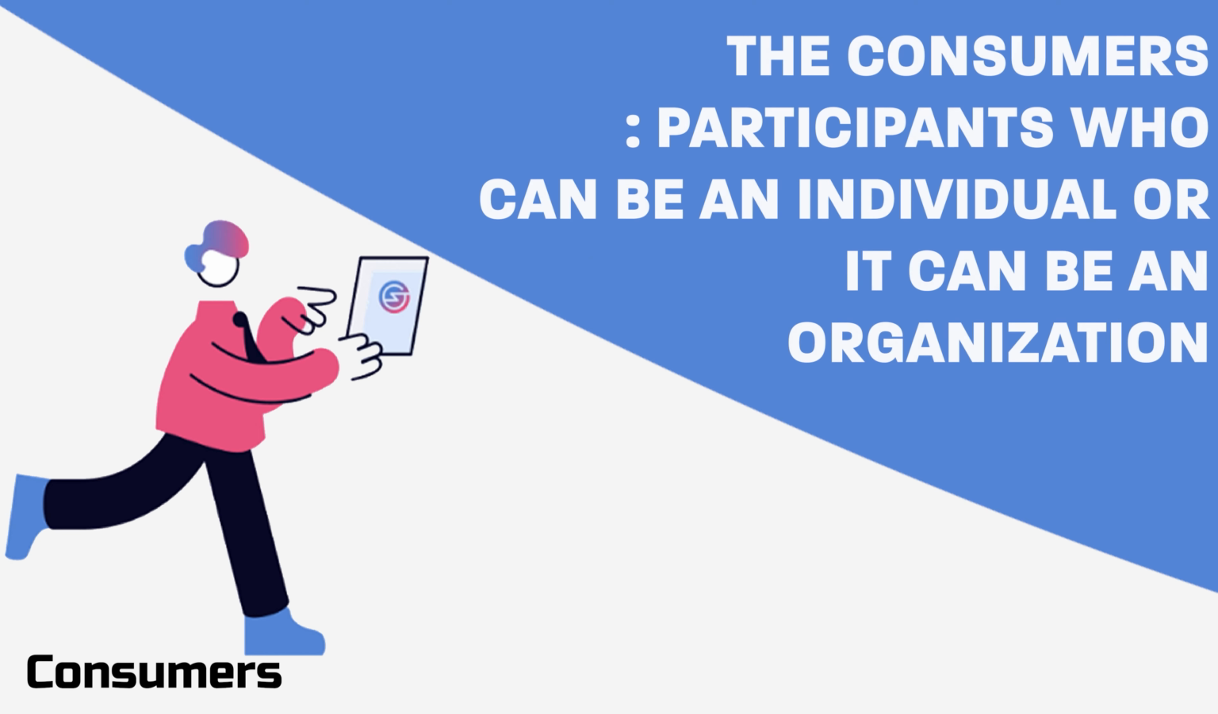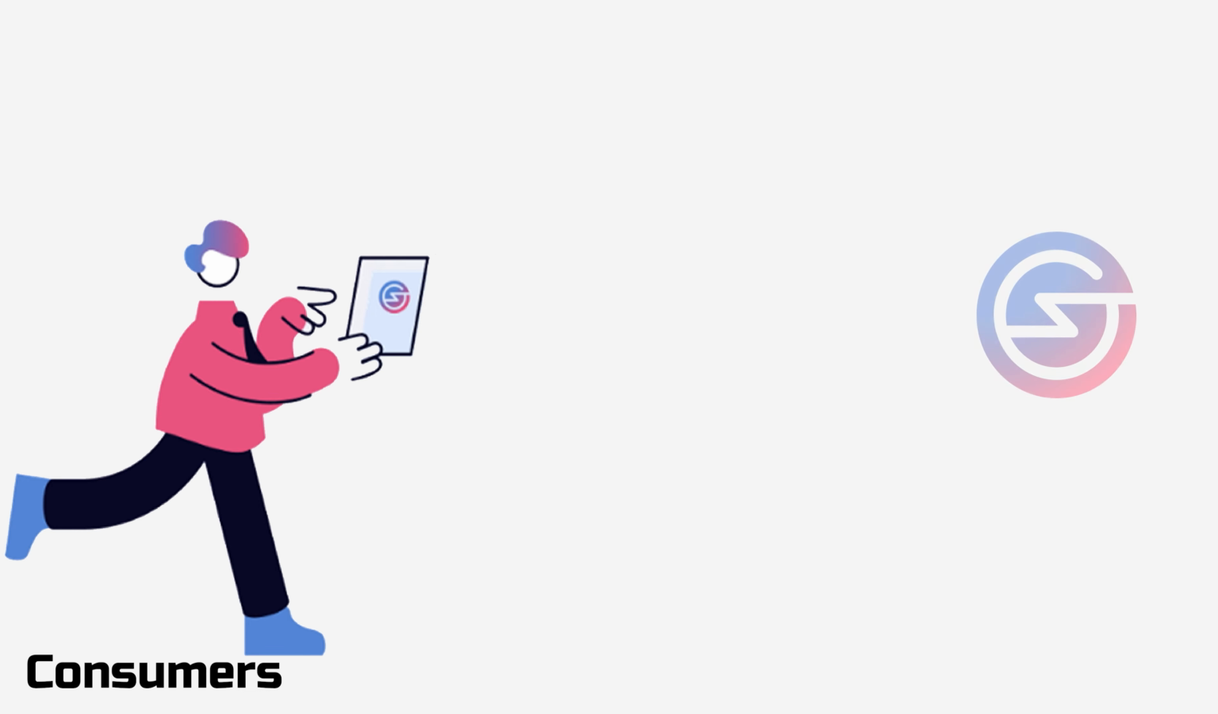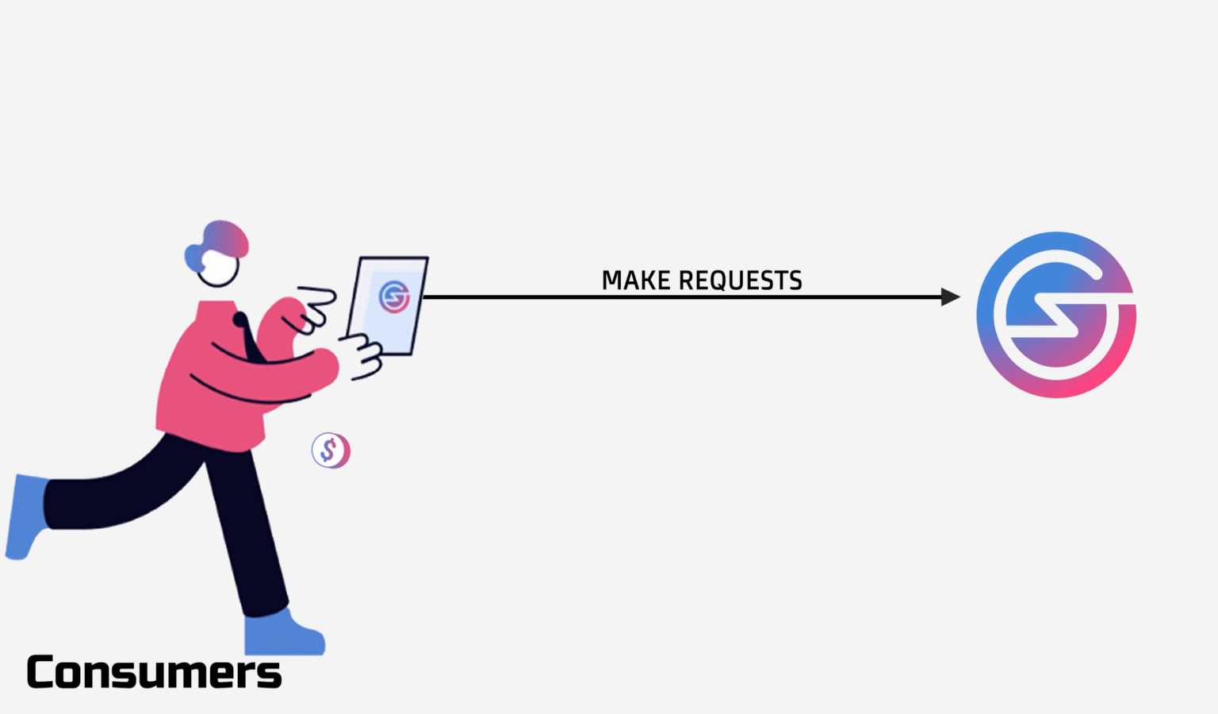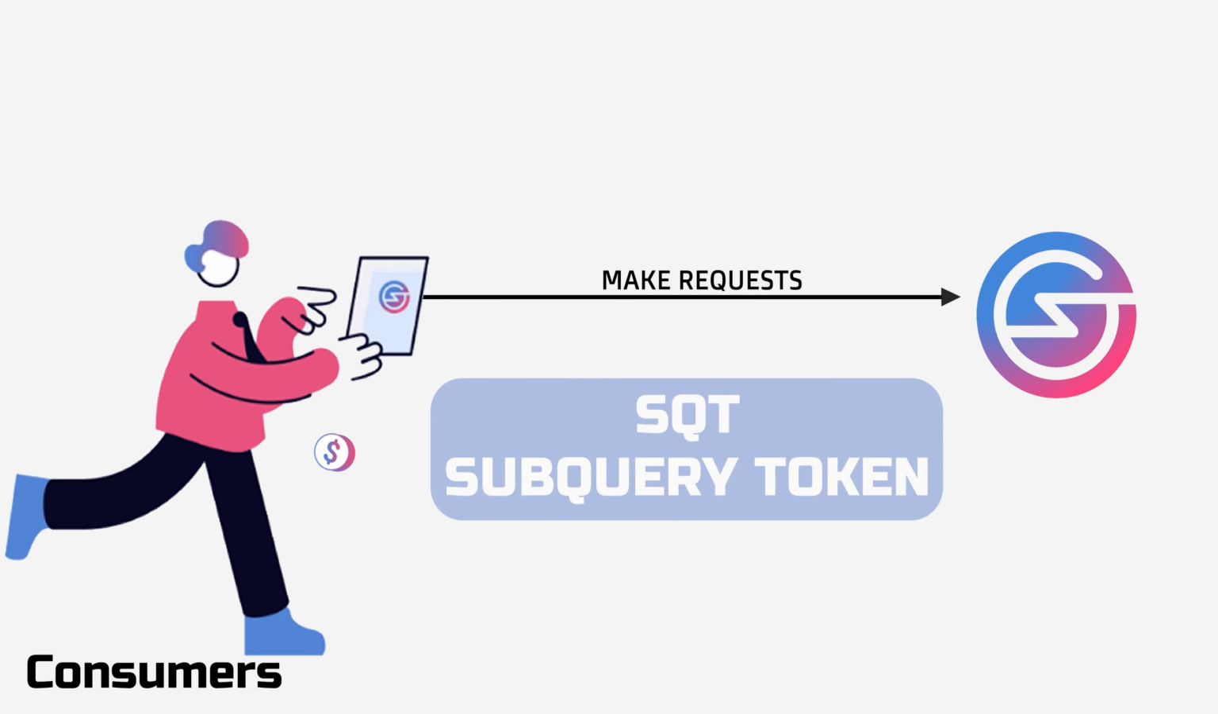A consumer is a participant who can be an individual or an organization. Basically the consumer will send the request for data. Of course, it's all about data. So a consumer will request the data, and for that service, of course, we need to pay something, right? So they will be paying SQT, which is the Subquery token, and they will receive the service. So basically you have to pay SQT for the service.